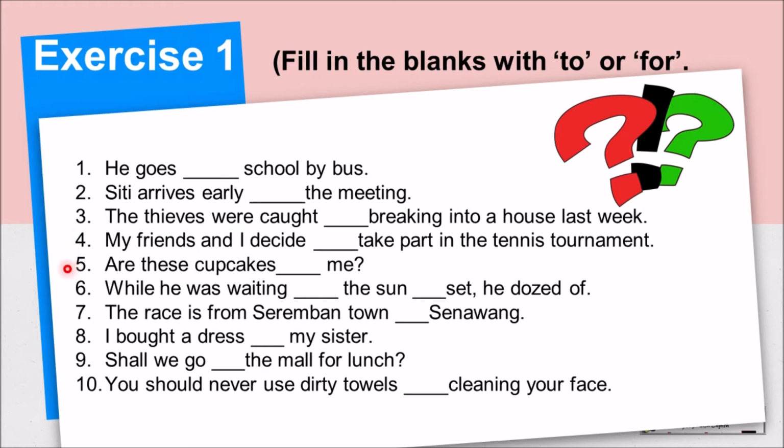Number 5. Are these cupcakes blank me? Number 6. While he was waiting blank the sun blank set, he dozed off. Number 7. The race is from Seremban town blank Senawang. Number 8. I bought a dress blank my sister. Number 9. Shall we go blank the mall for lunch? Number 10. You should never use dirty towels blank cleaning your face. Okay, can you get the answers?